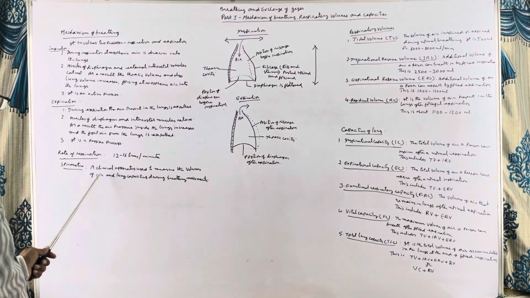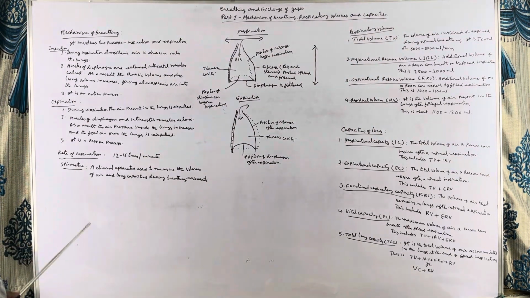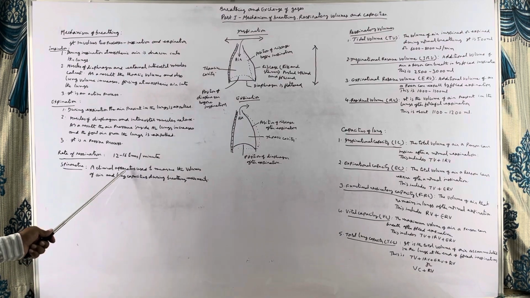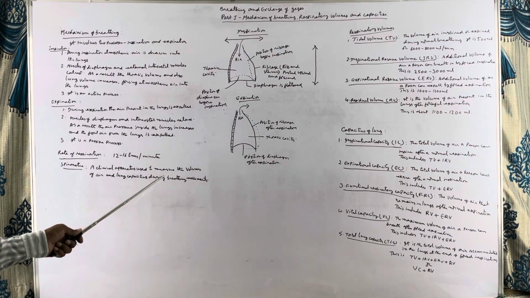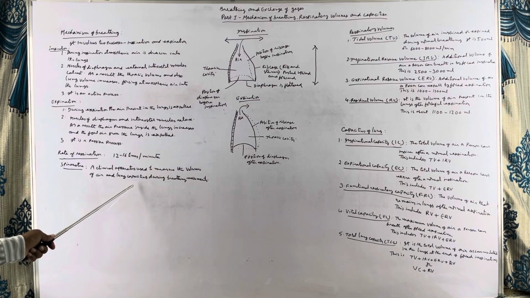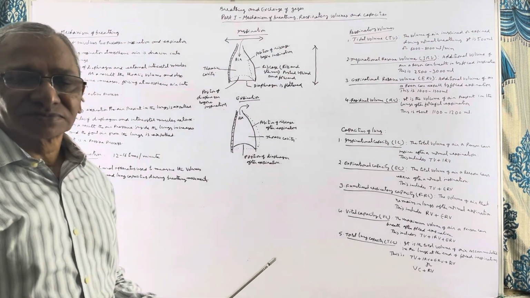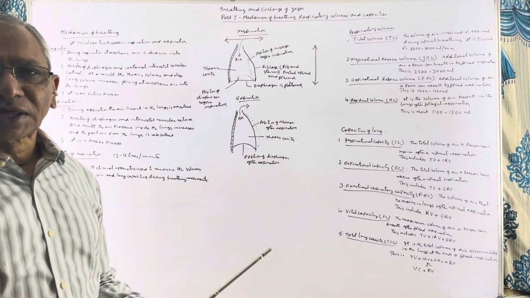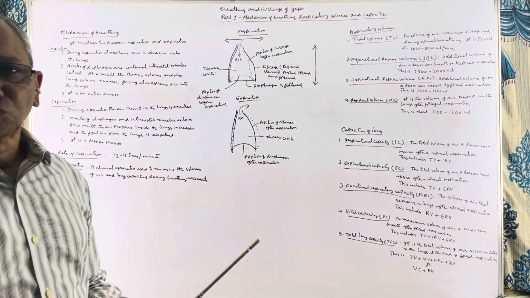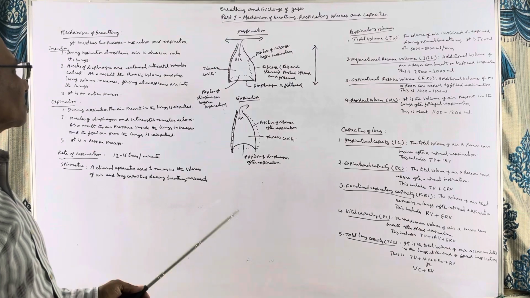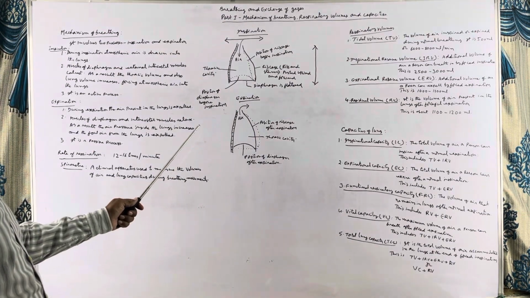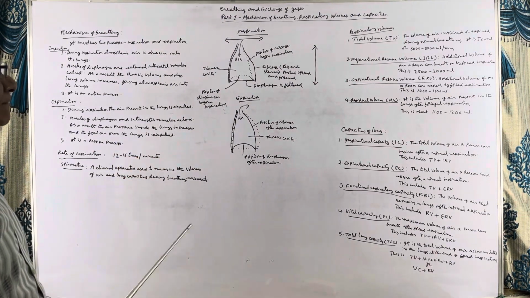Then, there is one instrument known as a spirometer. A spirometer is a clinical apparatus used to measure the volumes of air and lung capacities during breathing movements. This is used to diagnose any lung health issues or lung problems. That is about the mechanism of breathing.